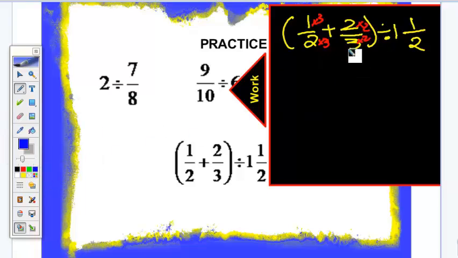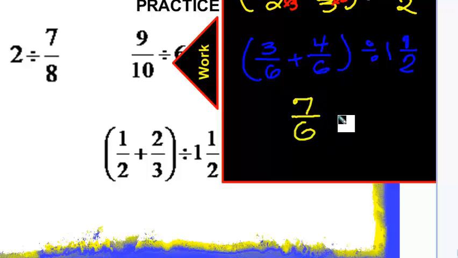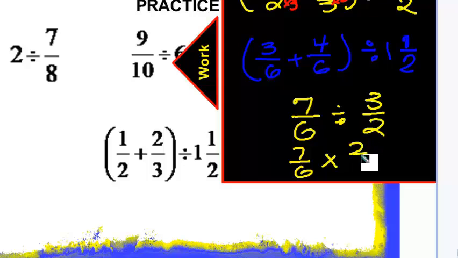Alright, so now we are ready to write their equivalents. 3 over 6 plus 4 over 6. Okay, so now let's go ahead and add them. This will be 7 sixths divided by. Now I'm also going to change this to an improper fraction since it's mixed. So 1 times 2 is 2, plus 1 is 3. Okay, now we just follow the rules. 7 sixths, division turns to times, 3 halves turns to 2/3.